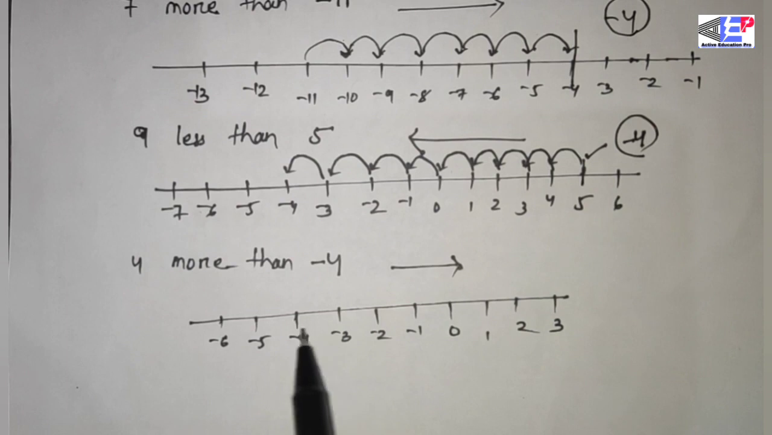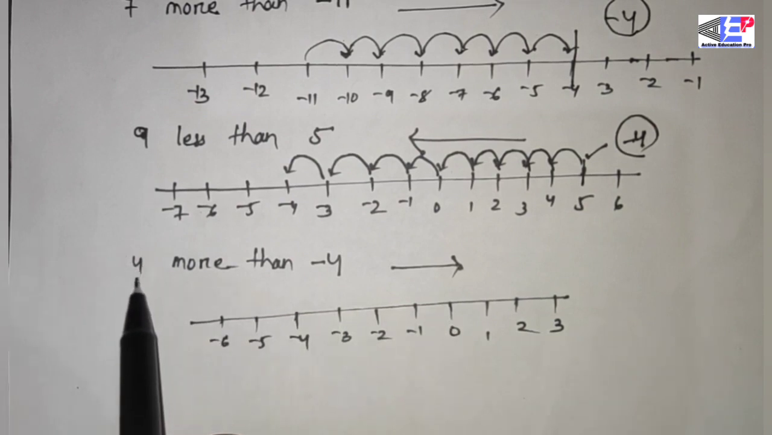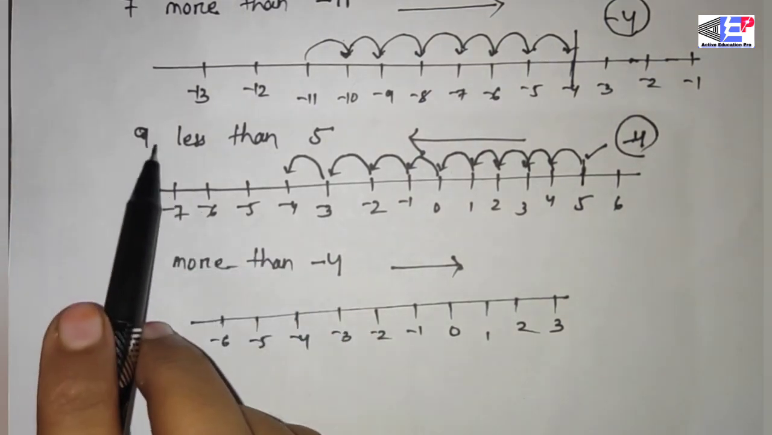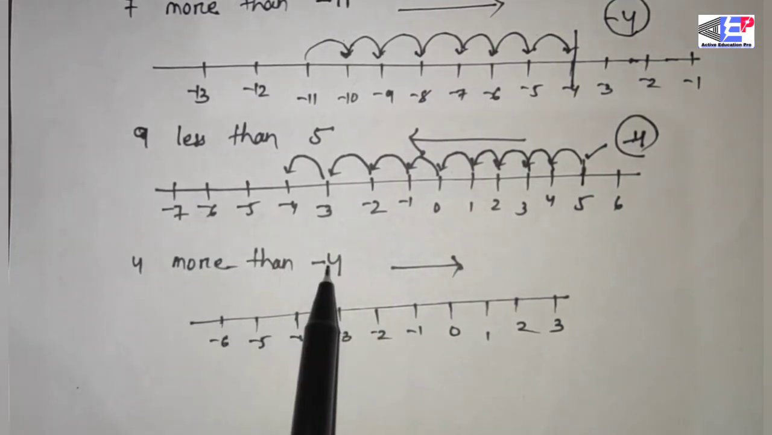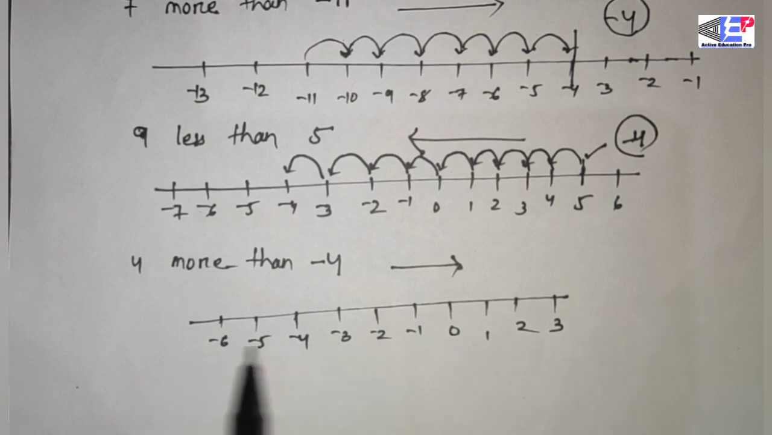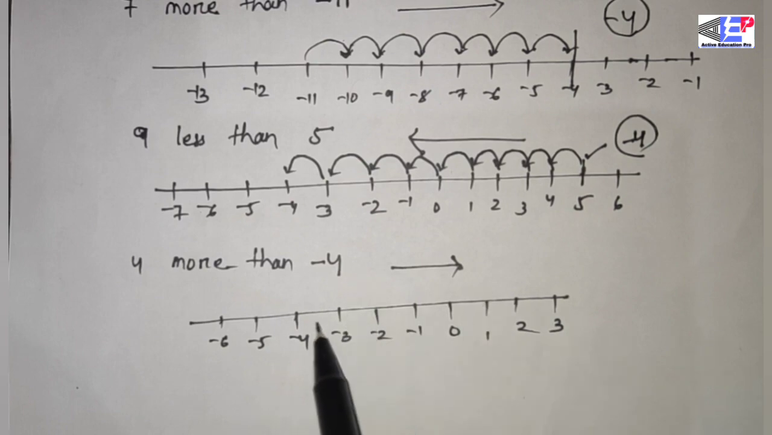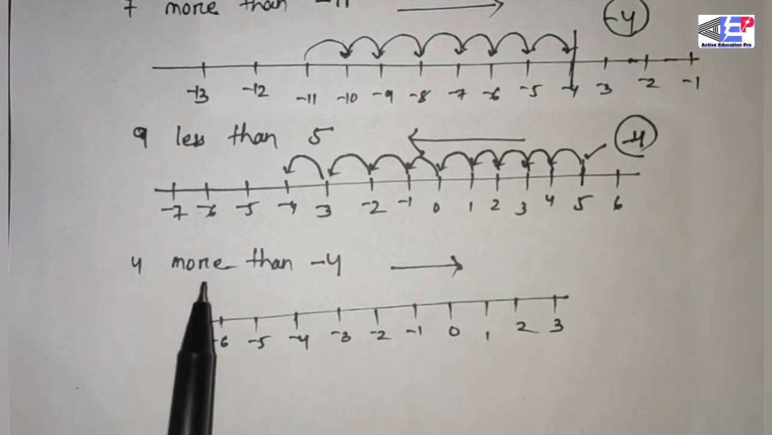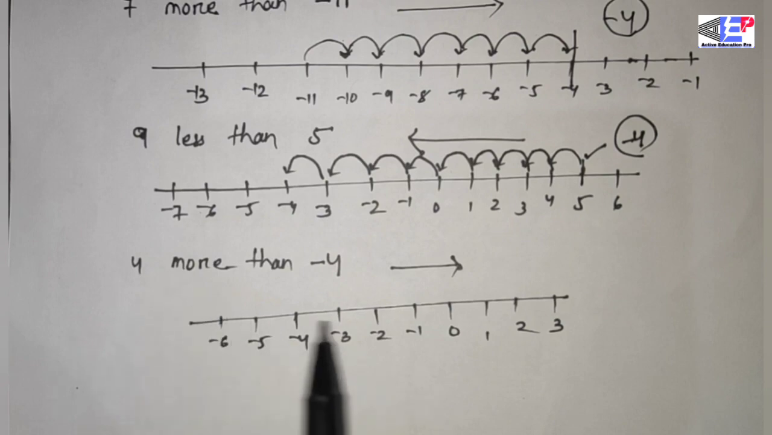But look here, in this example the number of places you have to move is slightly less than 7 or 9. And another thing, minus 4 is closer to 0, so it is a number line which has both positive and negative integers, because it is possible to draw 4 more than minus 4. Minus 4 is obviously closer to 0 than 5 or minus 11. And you have to move 4 places left to right, so it is easy.